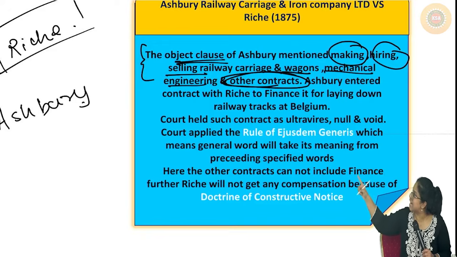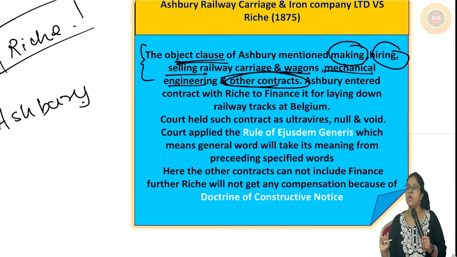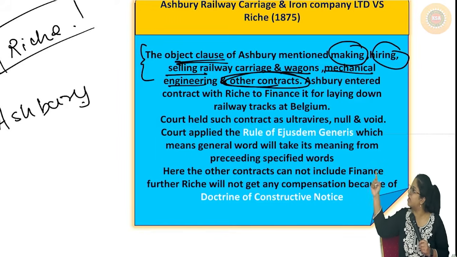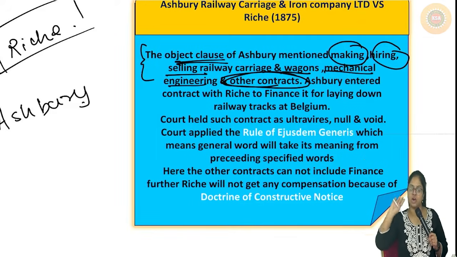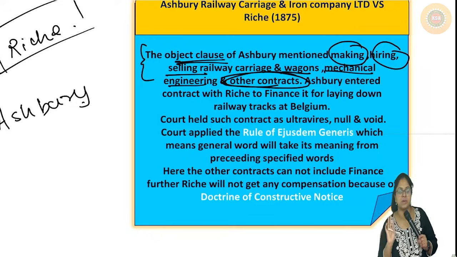So these exact words were written in the MOA of this Ashbury company. That they are a company who will be either making, hiring or selling railway carriages, and they will give mechanical engineering services and other contracts. This is what was written in Ashbury's MOA.